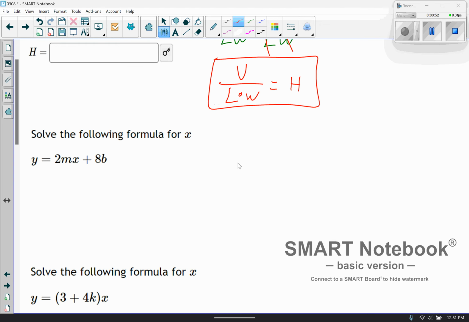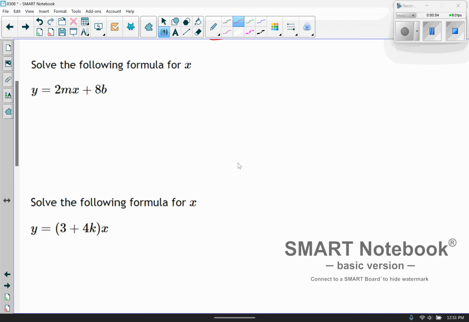Okay, looking at this next one, it can get a little complicated. Right here we have y equals 2 times m times x plus 8 times b. Okay, so the way we're going to have to solve for this one is we want to solve for x. So you don't want to start with the division, because if I start with that, then I'm going to have to divide the 8b by 2m also. So I actually want to start away from the x. You kind of work your way towards it.